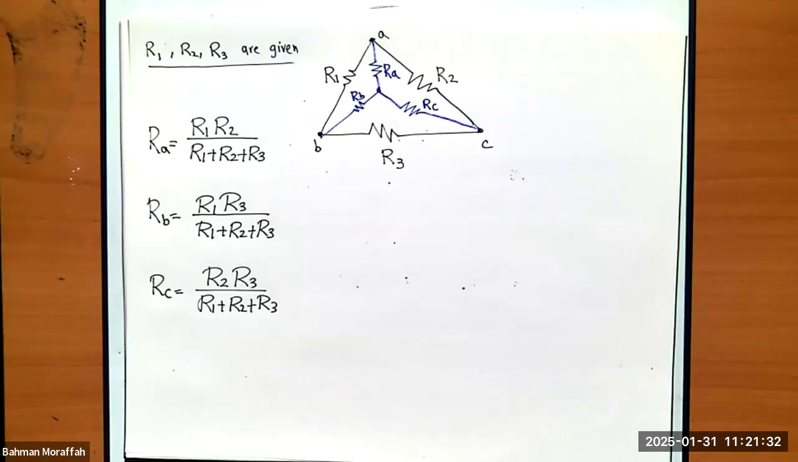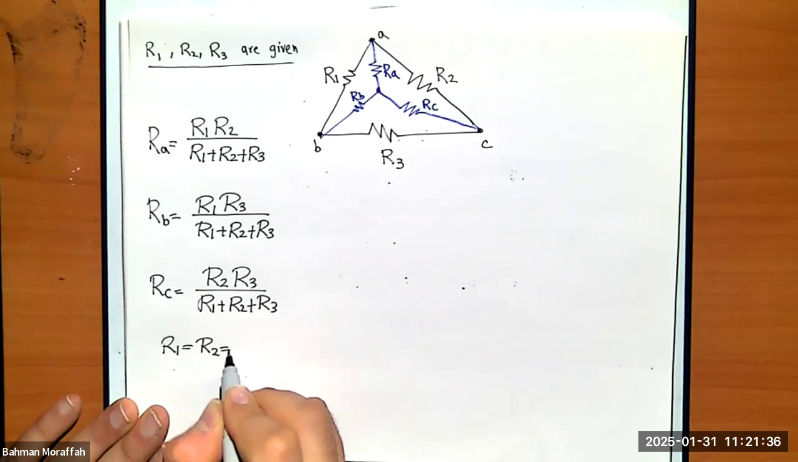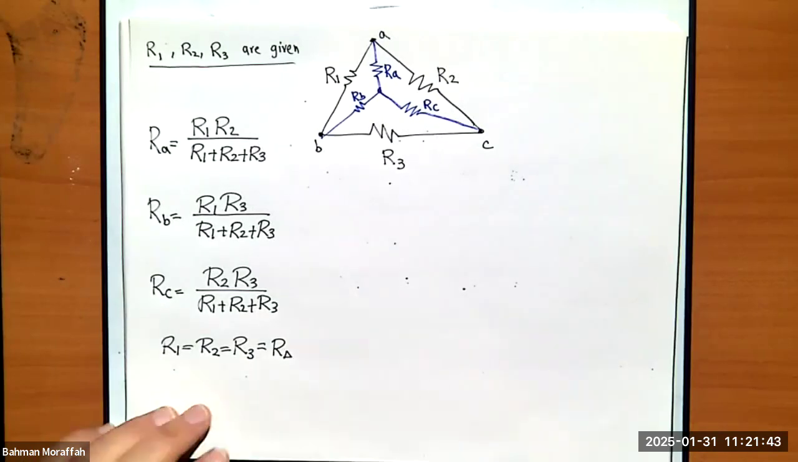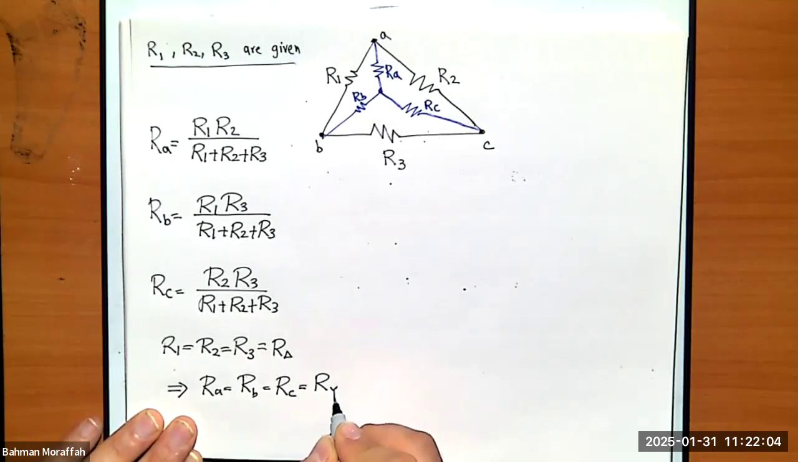We also talked about a very special case where R1 was the same as R2 was the same as R3. Let's just say all of them are 6, for example. And we call that R delta, right? And then we said, if all of them are the same, the values for the resistors in the Y circuit must also be the same. So we have RA the same as RB, the same as RC, and we call that RY.